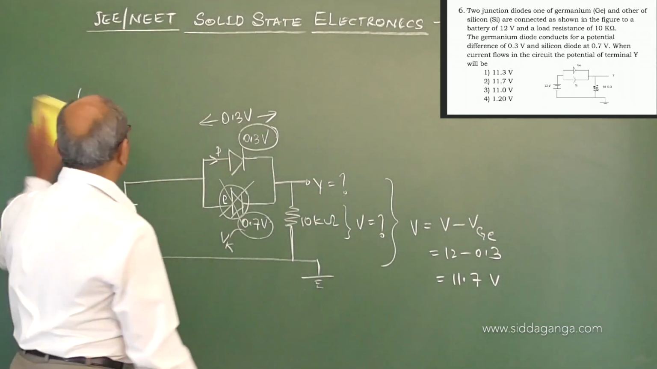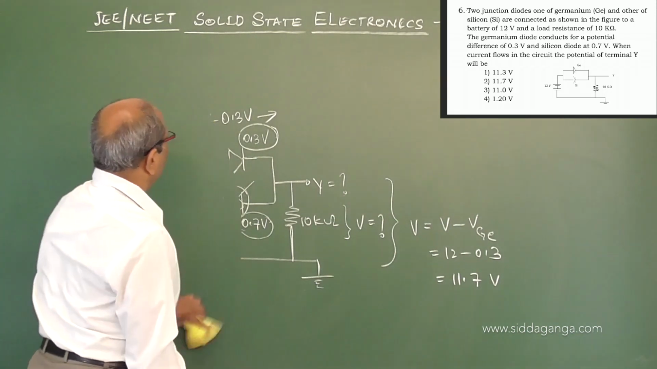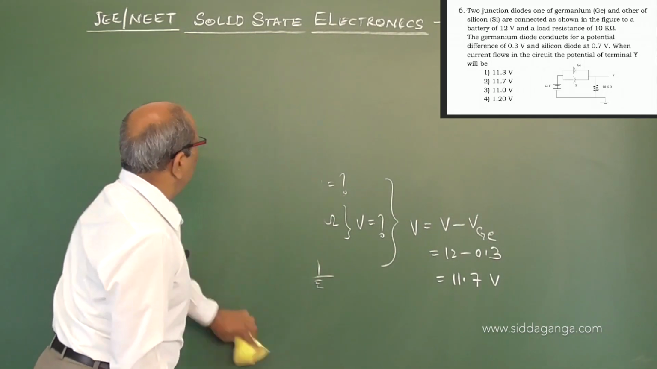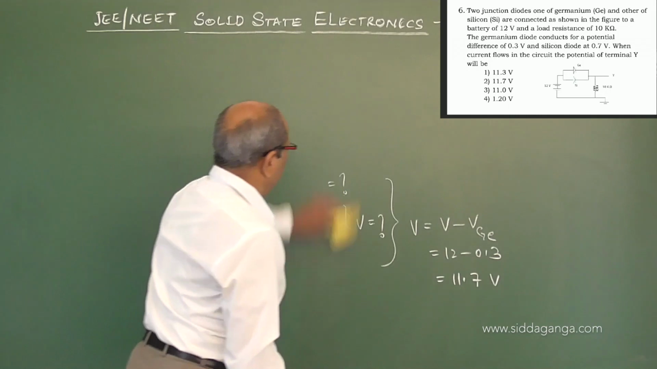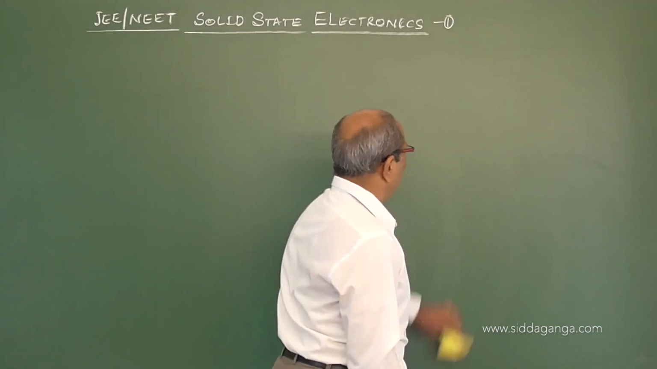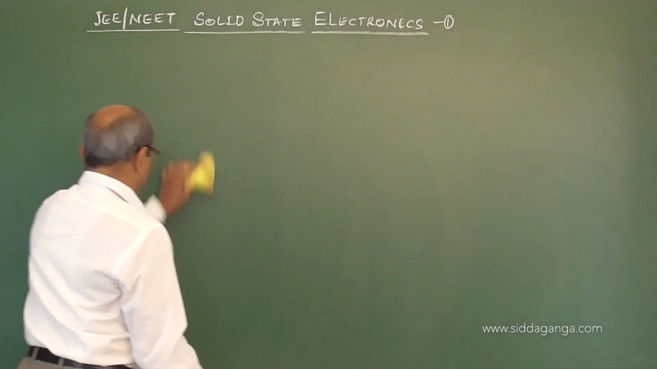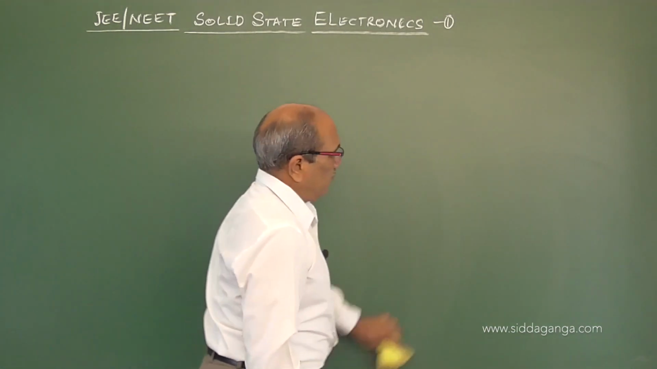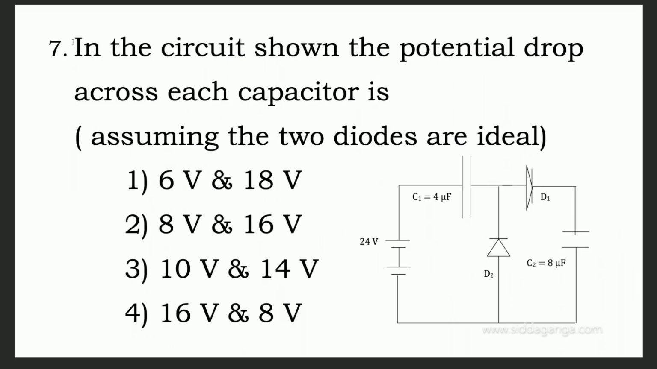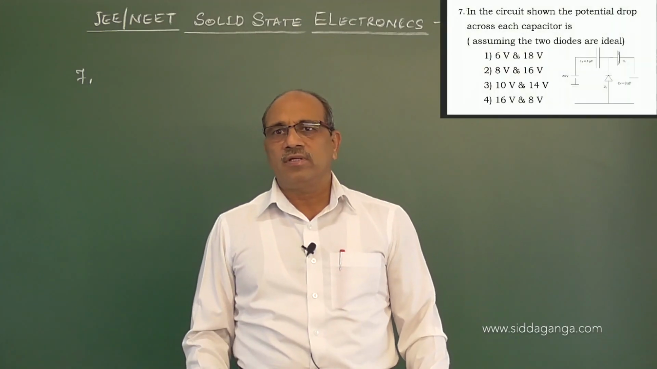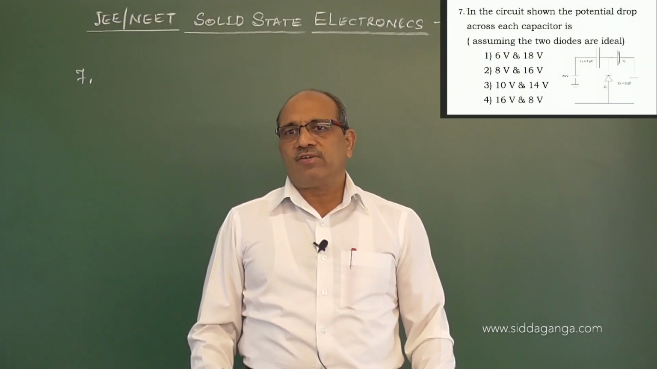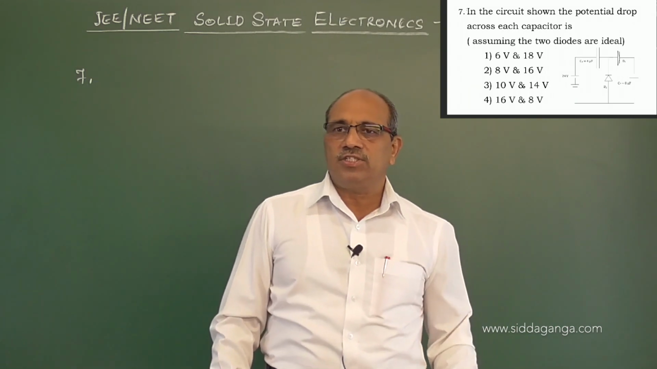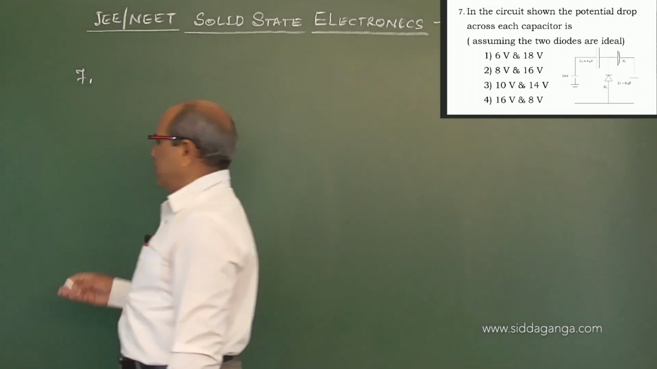Option number 2. So let us see the next question, question number 7. In this circuit shown, find the potential drop across each capacitor, assuming the two diodes are ideal.